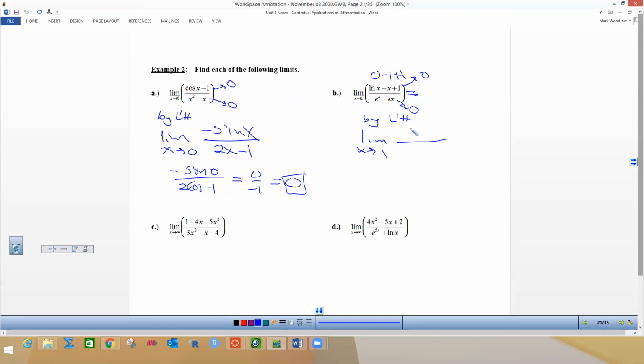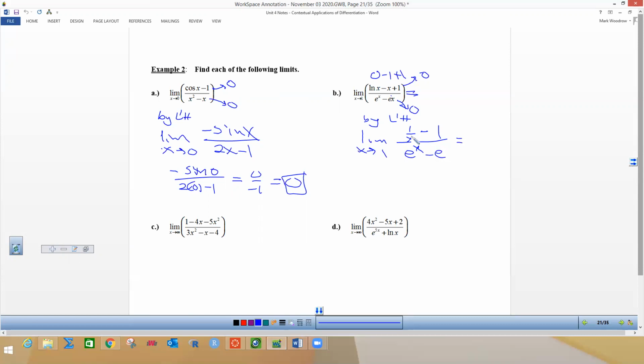So the derivative of natural log of x is 1 over x minus 1. And then we come down here and we're going to do the derivative of e to the x is e to the x. Now that's e to the first. So this is a number. This is a coefficient. So this would just be minus e.